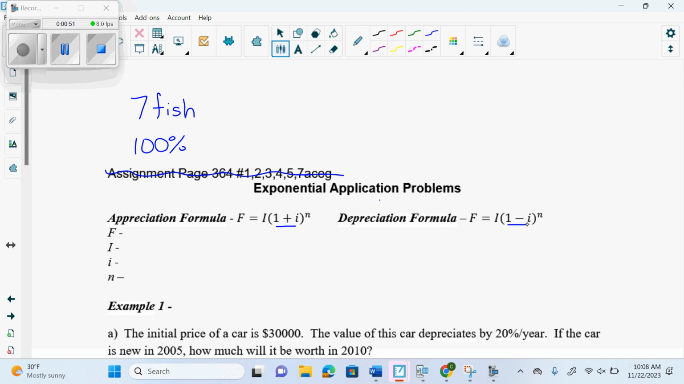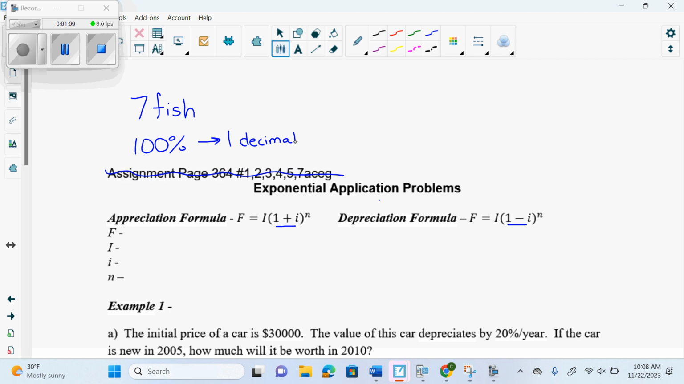100%, what is that as a decimal? That's just 1 as a decimal, right? We agree? Do you see this 1 here? That's just 100% as a decimal. That's why they have a 1 there.